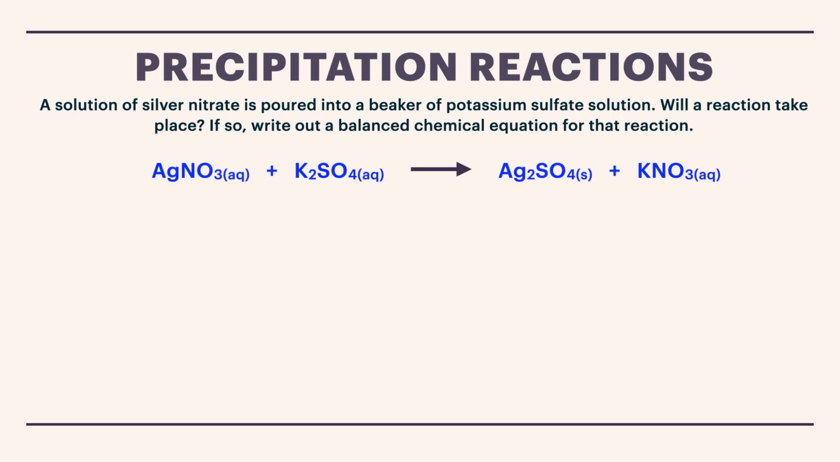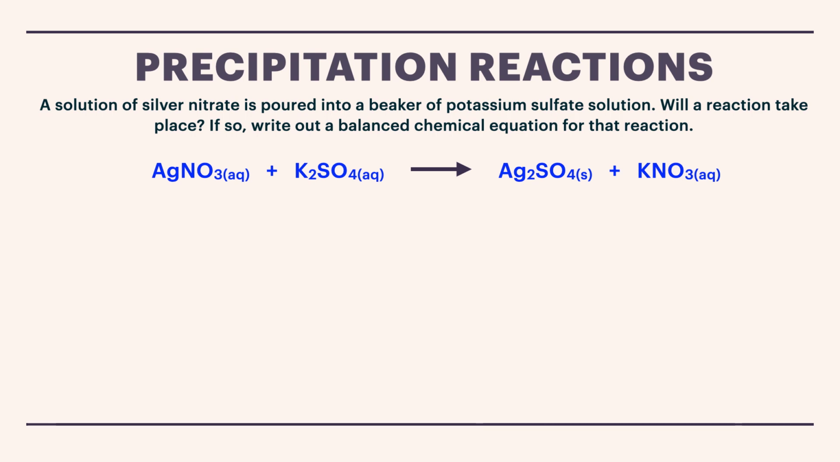Silver nitrate, AgNO3: silver is 1 plus, nitrate is 1 minus. There's the correct formula. Remember, aq tells us it's dissolved in water. Potassium sulfate: potassium, group 1, 1 plus; sulfate, polyatomic, 2 minus; K2SO4, also in solution. So we put aq. I'm going to go ahead and switch partners. Silver and potassium are going to switch places. So silver joins up with sulfate. I look at their oxidation states and get the right formula. I do the same thing with potassium and nitrate matched up.